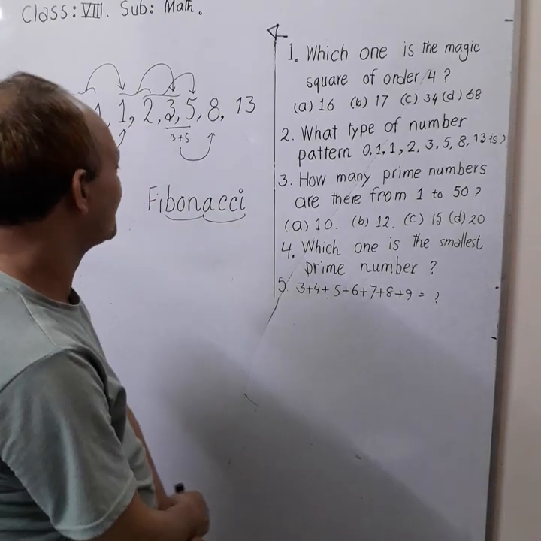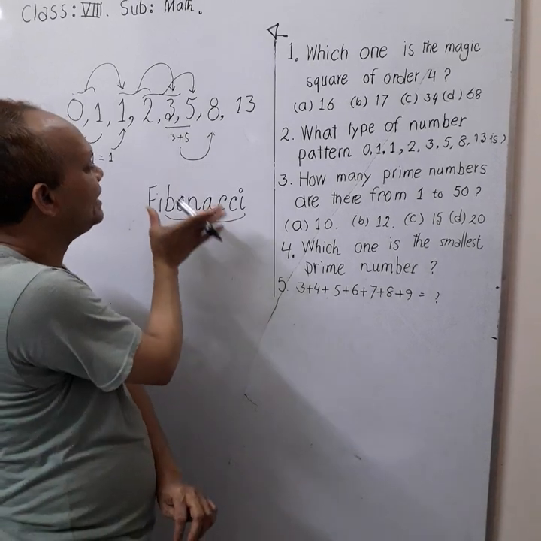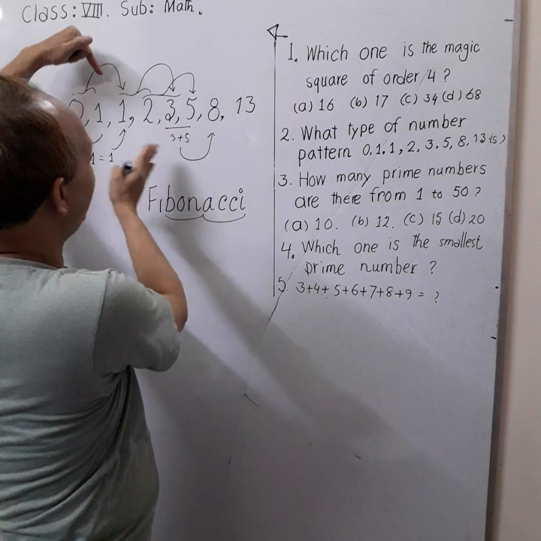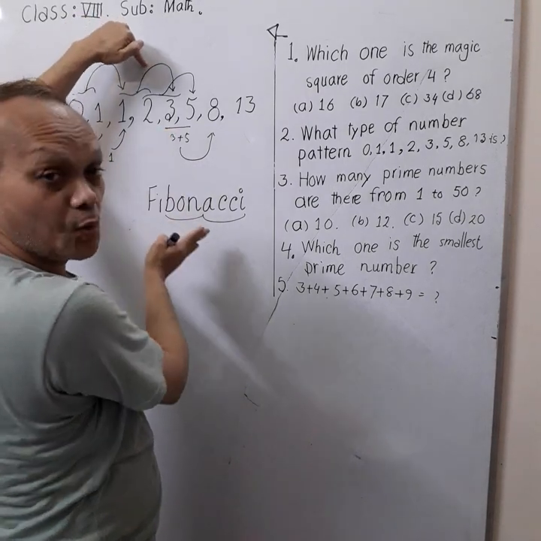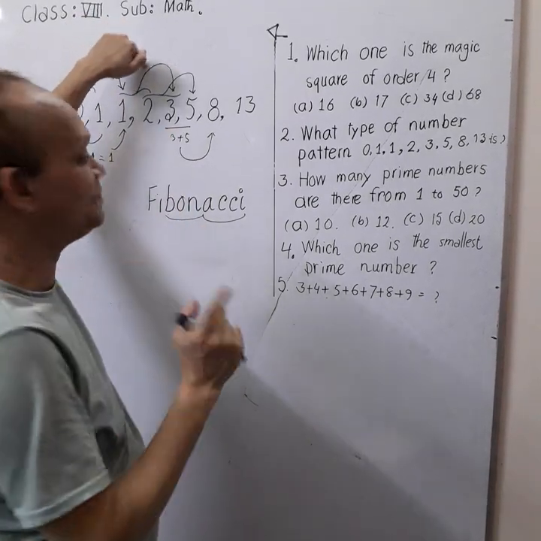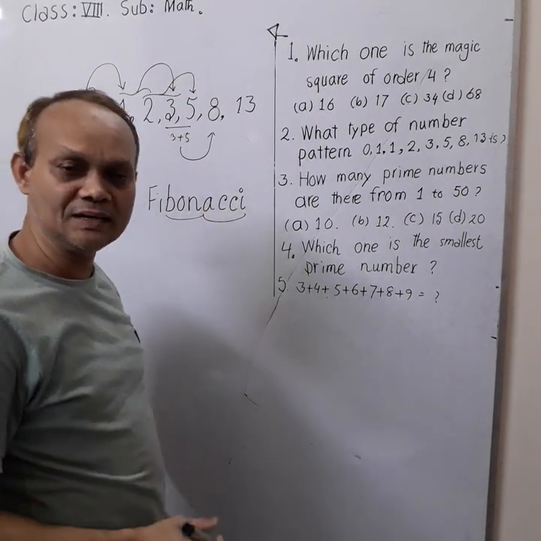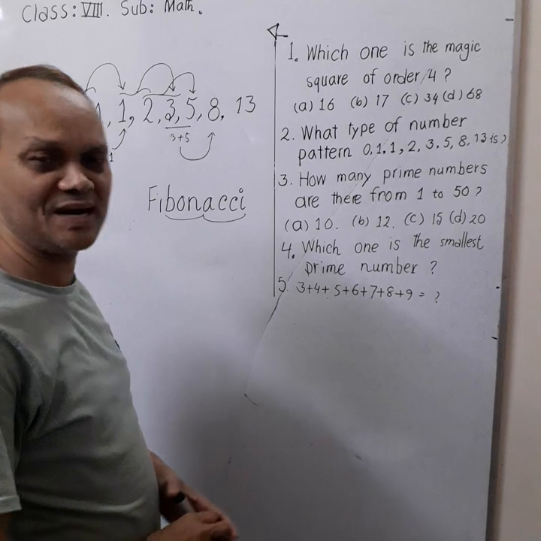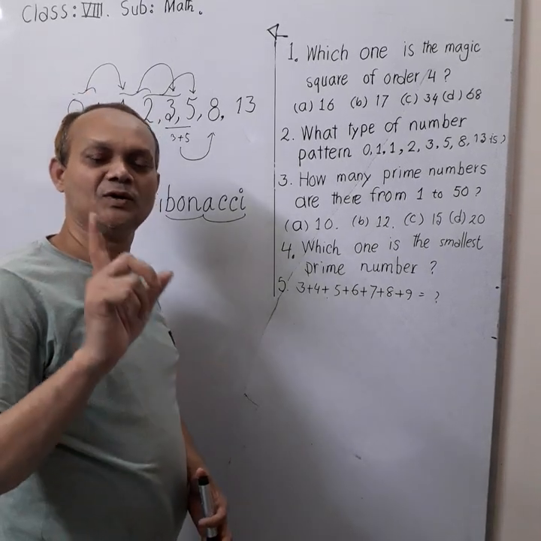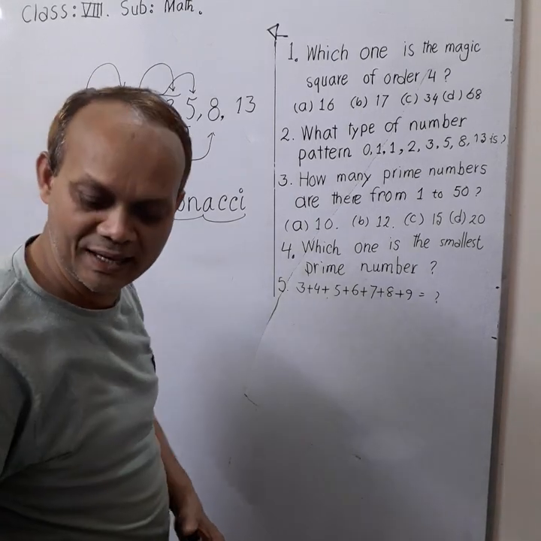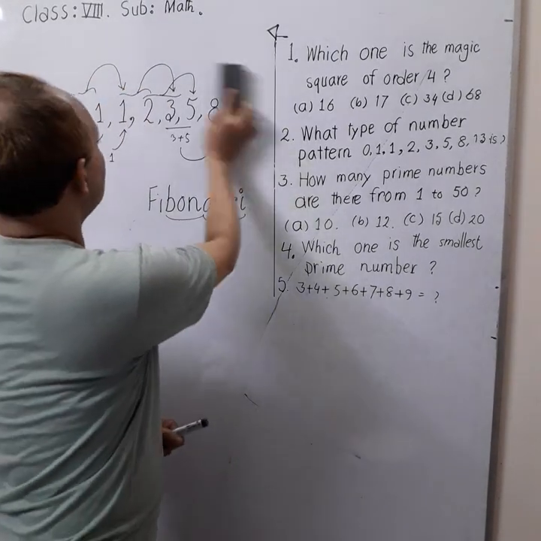So, according to Fibonacci, he first observed and made this pattern. That is why, according to his name, this type of number pattern is called Fibonacci number pattern. So, my dear students, I hope you have understood about Fibonacci number.